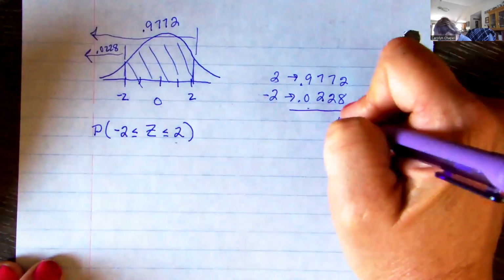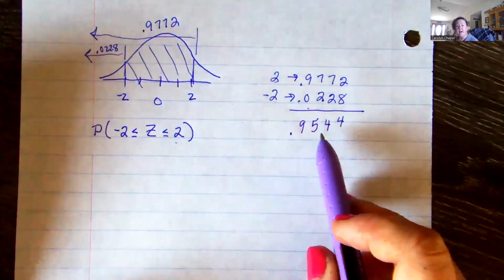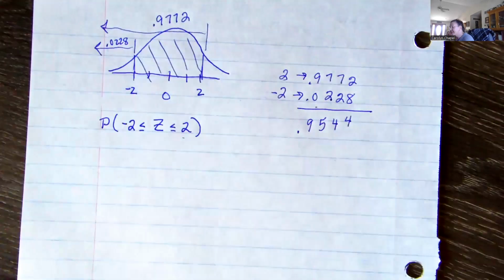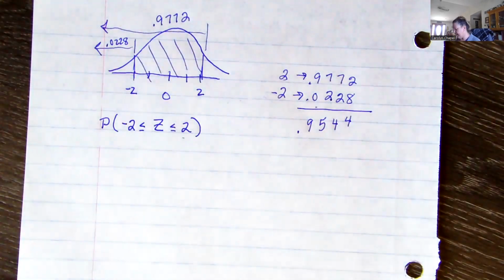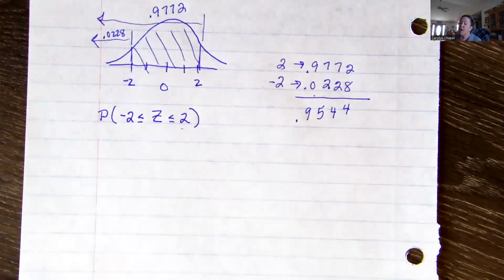If I subtract, we'll see a 0.9544. Notice it is not exactly 95%. It's actually 95.44%. And to be honest, the table is actually more accurate than the empirical rule. That's why in the empirical rule, it says roughly 68%, roughly 95%, roughly 99.7, or approximately, depending on which version of the empirical rule you're reading.